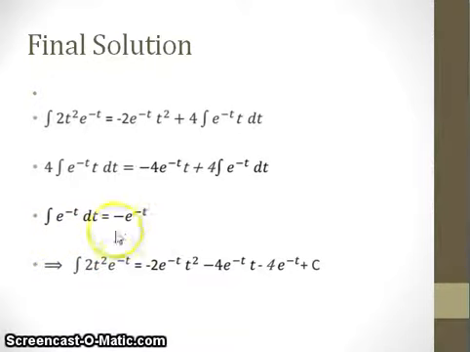So now we found here in our first step this solution, in our second step this solution, and in our last step this solution. We just add them to each other to find our final solution, which is the integration of 2t squared times e to the power of negative t equals negative 2 times e to the power of negative t times t squared, minus 4 e to the power of negative t times t, minus 4 e to the power of negative t, plus c.